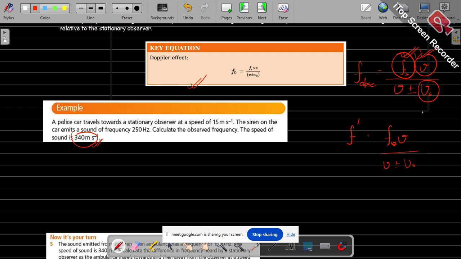And in the denominator we are going to have the speed of sound plus or minus the speed of the source of sound, and this entire factor is going to give us the shifted frequency, the observed frequency, or what we also call the apparent frequency. Right, this is the equation. Now the question arises: when to go with plus and when to go with minus?